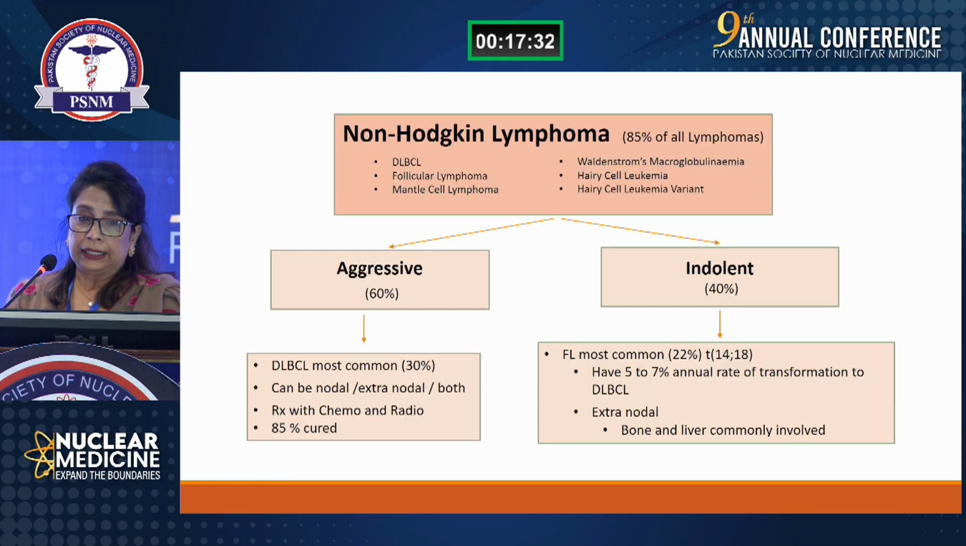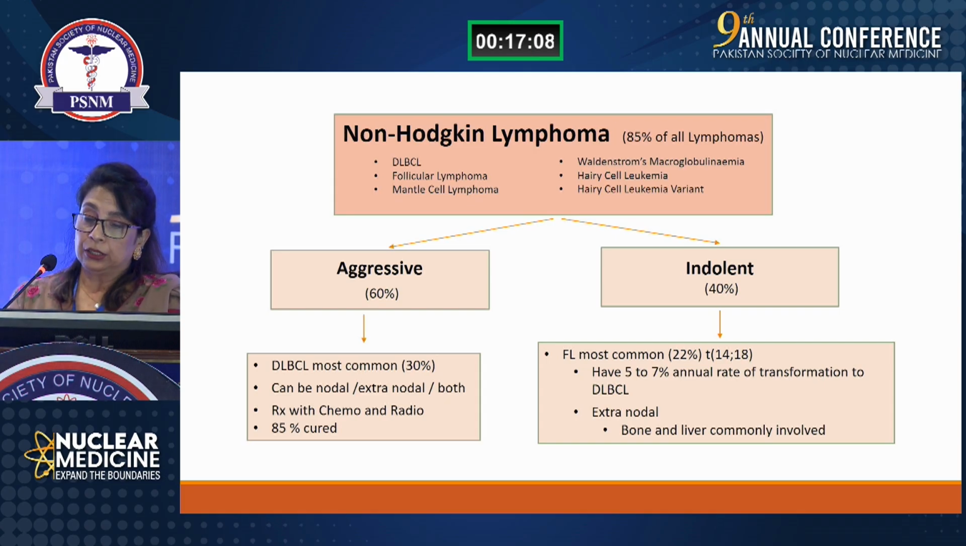Another way that I'd like to divide this is based upon their aggressiveness, which helps in the reporting of these cases. The aggressive ones are 60%, which include mostly the DLBCLs, which can be nodal, extranodal, or both, treated with chemotherapy and radiotherapy. And the best thing about them is that 85% of them are mostly cured.